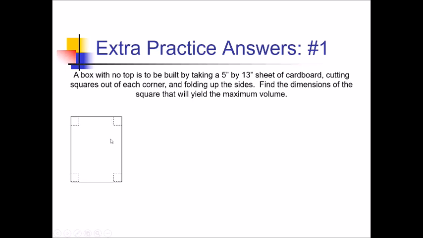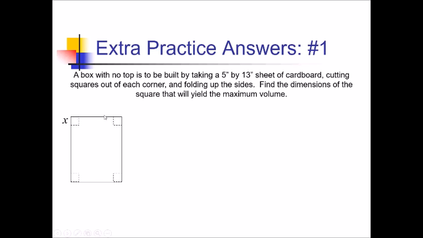So by dimensions of the square, we're basically asking for the side of the square here. Since that's really the only thing we can control on this problem, we're going to call that side of each square x. So it's the same x all the way around here. In order to maximize the volume, we need to come up with a formula for volume, which means we're going to need to know a little bit about the length, the width, and the height of this box that we're forming.